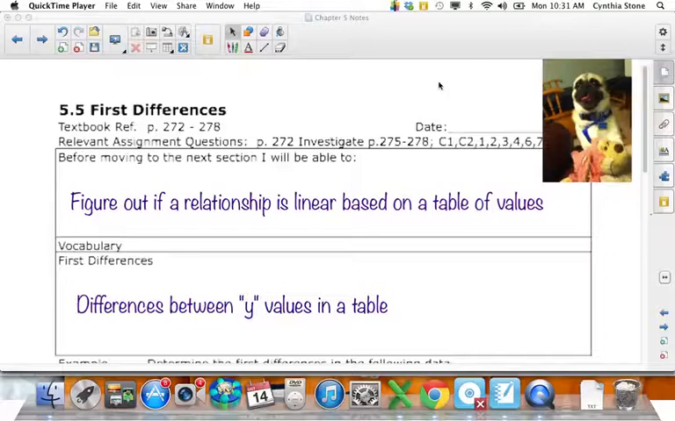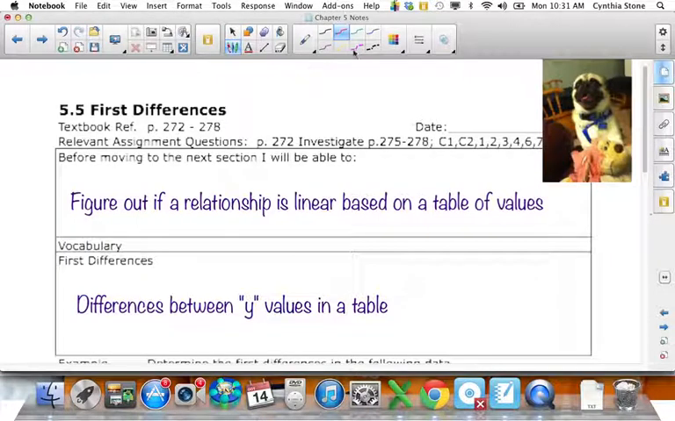Lesson on first differences, which will connect to slope and to everything we've done with graphs so far, and you'll see how that's going to make our life easier. First differences are actually a very easy concept. So go ahead and write down the reason we're learning first differences is it allows us to figure out if a relationship is linear. And remember, linear means a straight line relationship, based on a table of values.